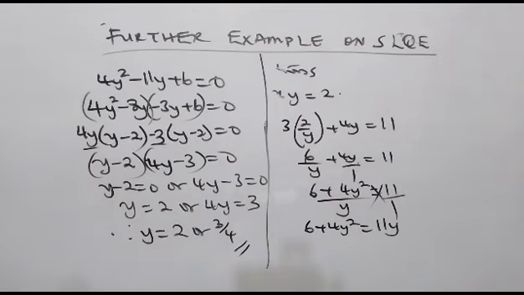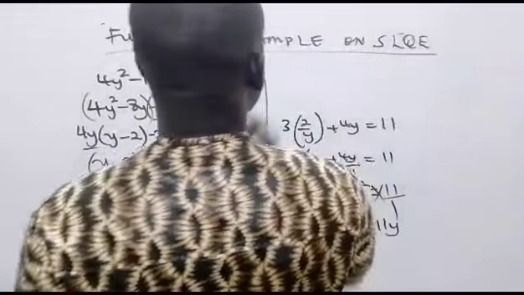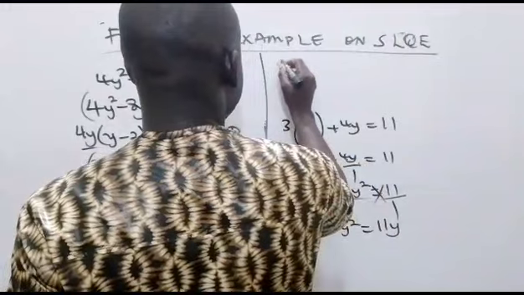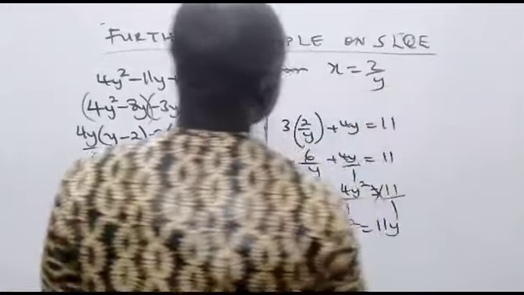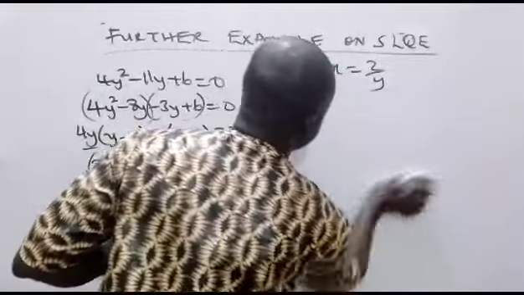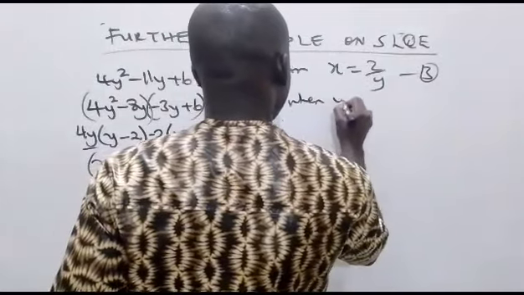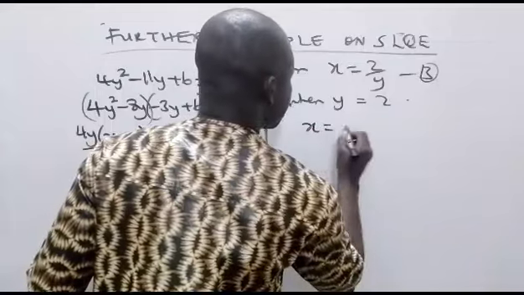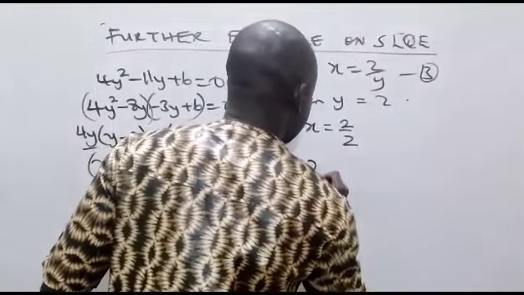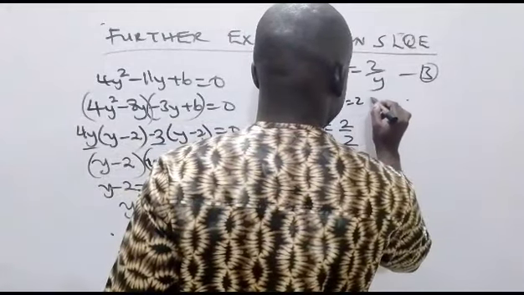If you have two values for y, automatically we are going to get two values for x. So what is equation 3? We recall that from equation 3, x is equal to 2 all over y. That's what we derived from equation 3. So when y is equal to 2, what is x? x will be equal to 2 all over 2, then x will be equal to 1. When y is equal to 2, this is what you get.